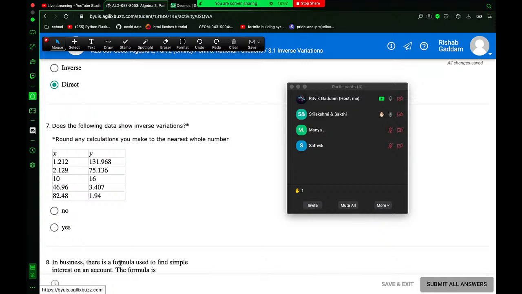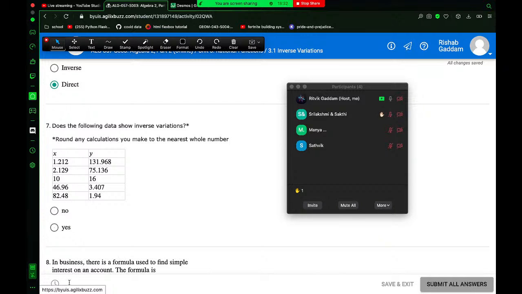So basically, the x-axis goes up, and the y-axis goes down. Inverse variations do that. So I would say this data does show inverse variations. That's a yes, I believe.